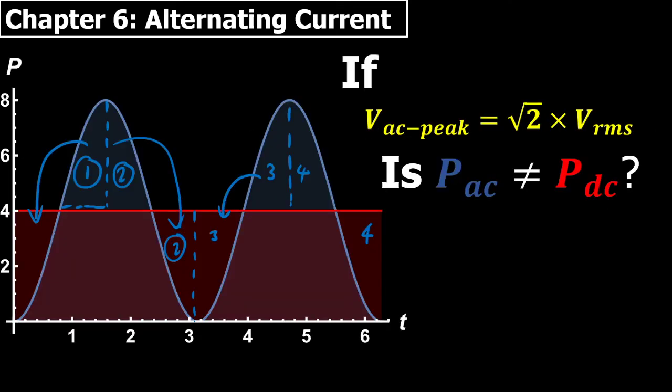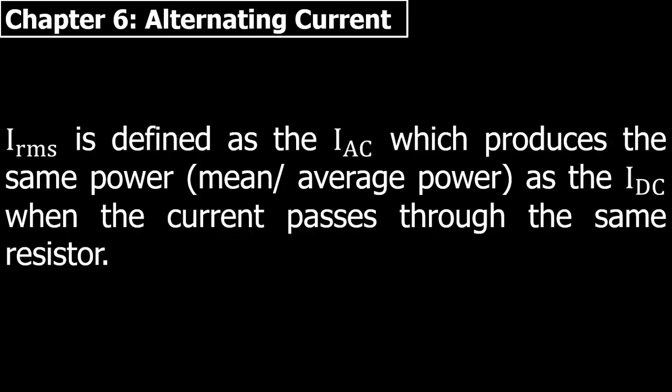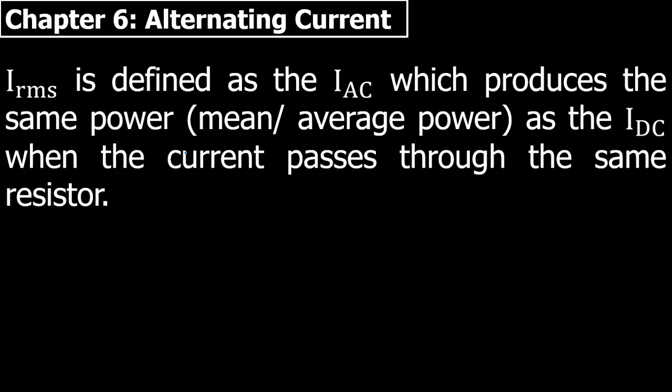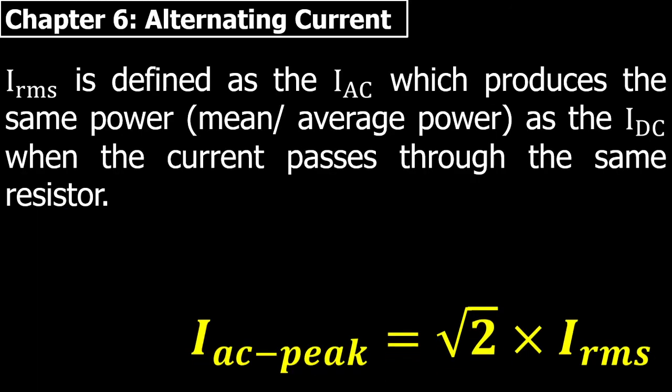We can repeat the same argument for current, where we define the root mean square current as the value that produces the same power. Again, the same power. Then the peak current equals the square root of 2 times the root mean square current. Now we can just rearrange that to get an equation that describes our RMS voltage and current.